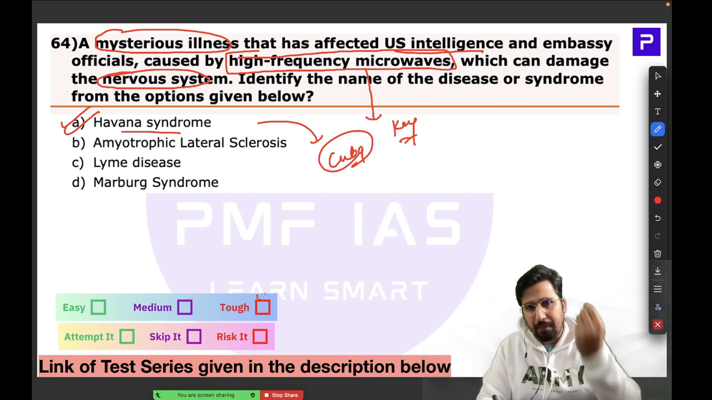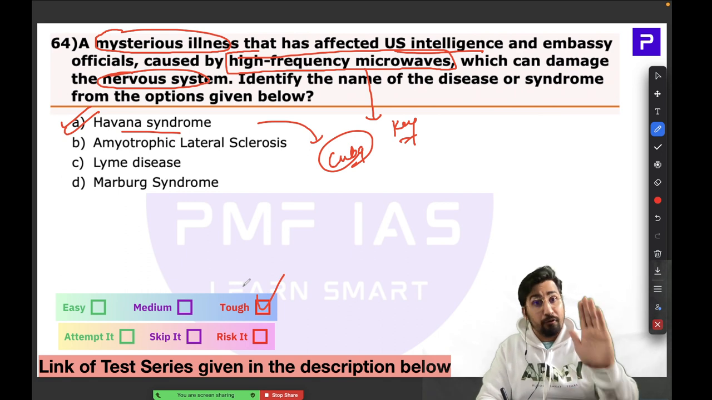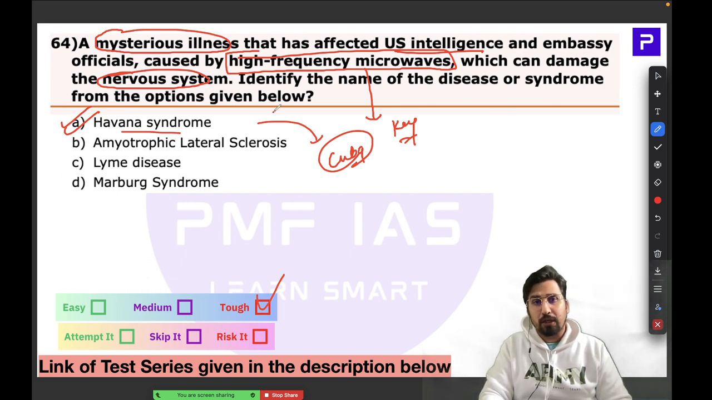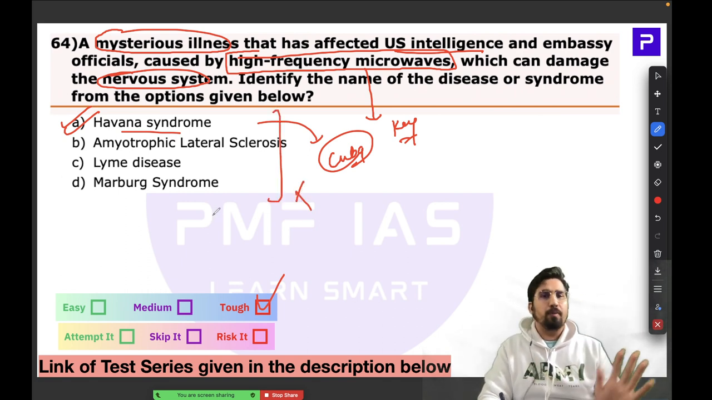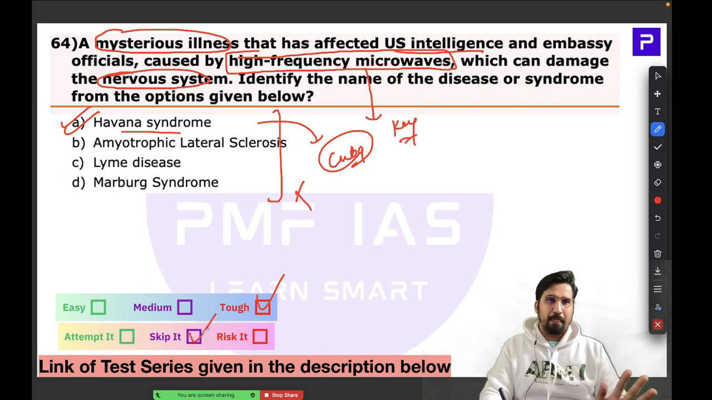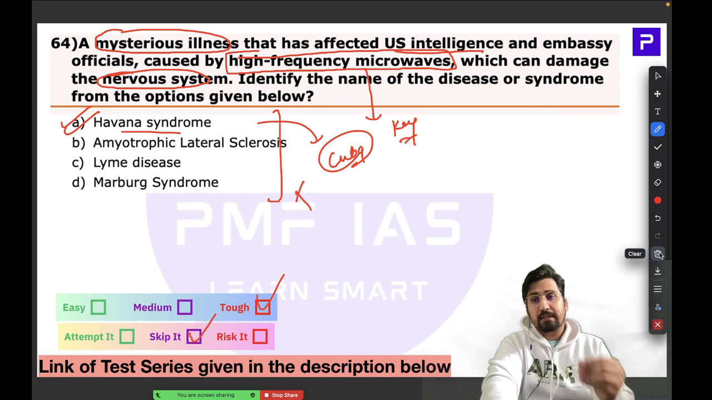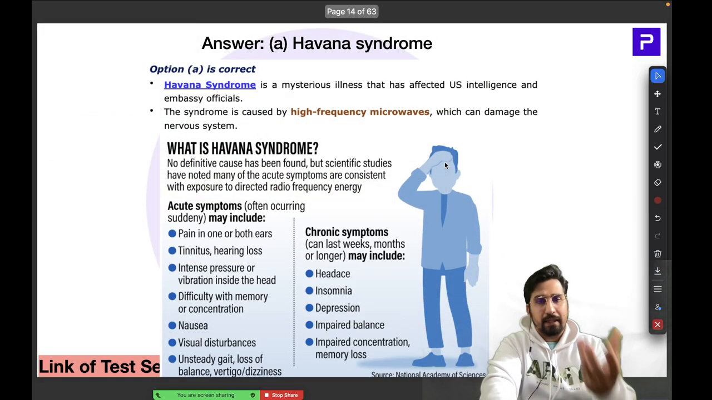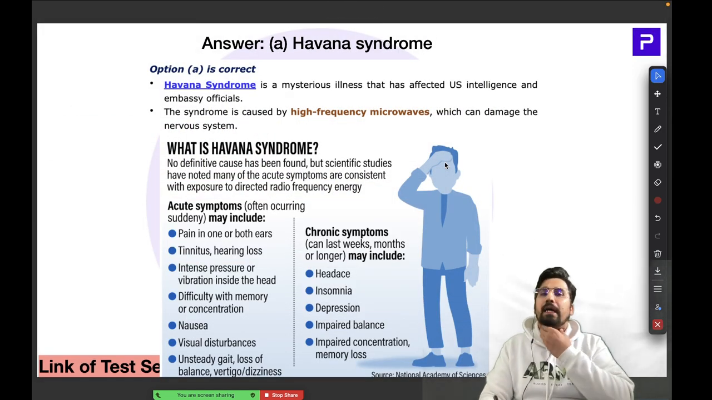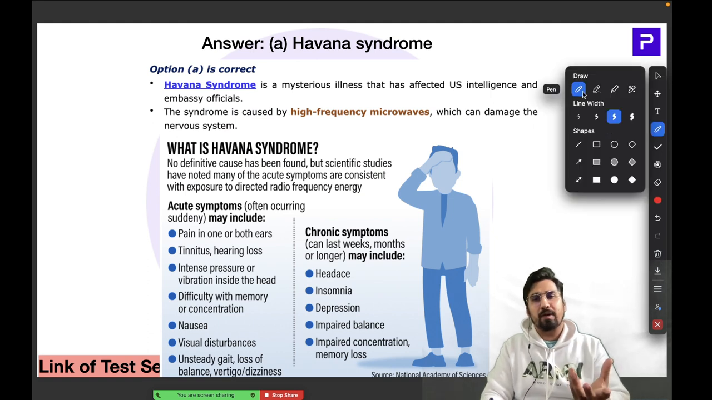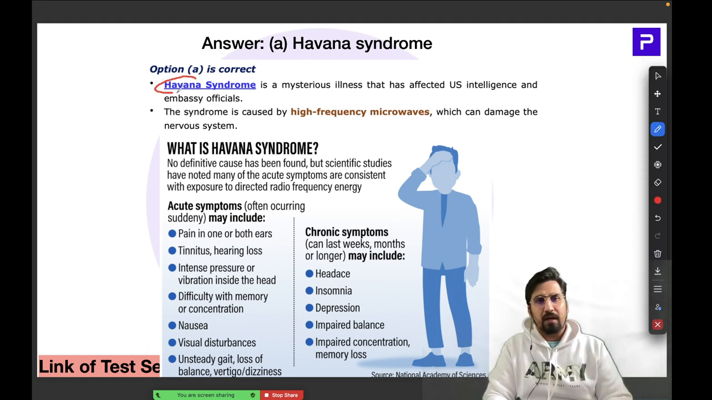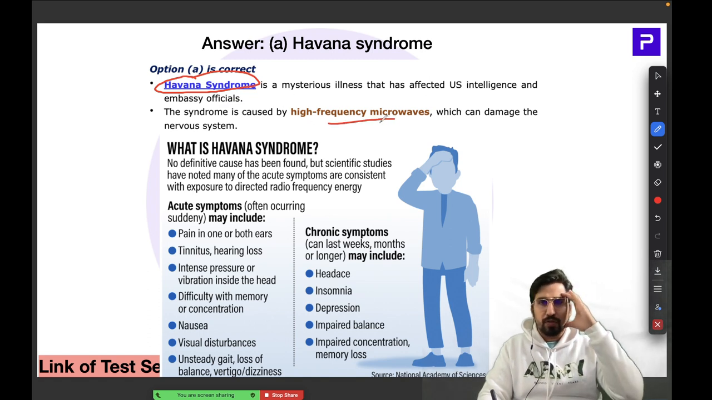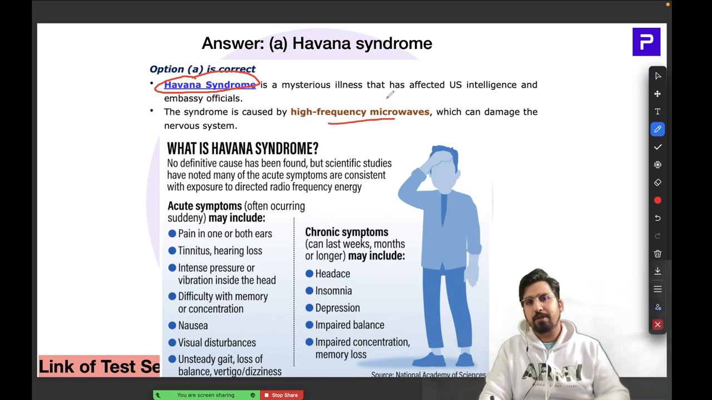It is, for many people, a tough one, I know. If you have absolutely no clue, there is no scope of risking it, please skip. Because this is something you are not very sure about, and you can't get by guesswork, right? But Havana syndrome, I expect you guys to know, because it's a very famous disease. It is something which is causing nervous system damage, all because of high frequency microwaves.